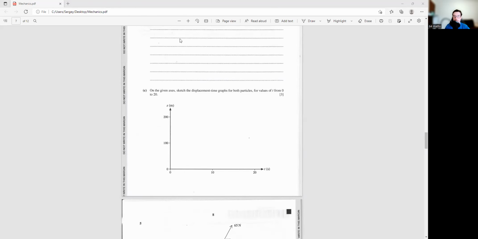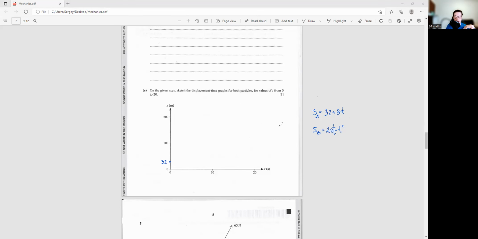Okay, we'll have to draw the sketch. I'm going to write down somewhere our expressions for the displacement. Now, A is going to be 32 plus 8t, and B is going to be 20 minus t squared. Sorry, it's 20t. Let's start with the particle A. That's going to be a straight line. It starts with 32 meters.